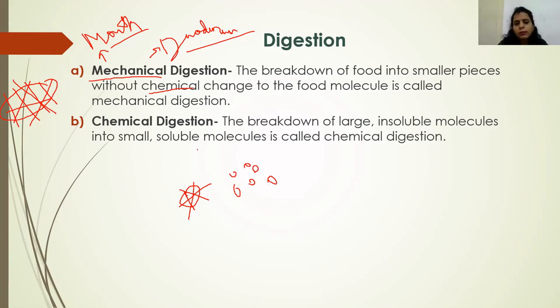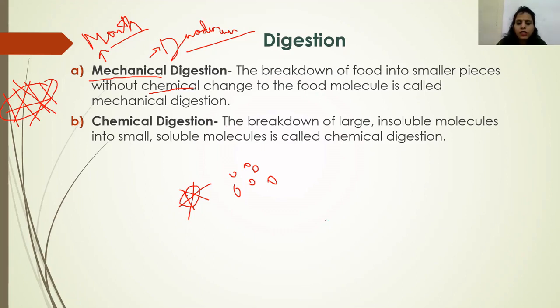Next is chemical digestion. In chemical digestion, the large insoluble molecules, that is carbohydrates, fats and proteins, are broken down into small soluble molecules by the action of enzymes on the food. These three are the large insoluble nutrients present in our food. So remember, in chemical digestion, the large insoluble molecules of food are broken down into small soluble molecules with the action of enzymes.